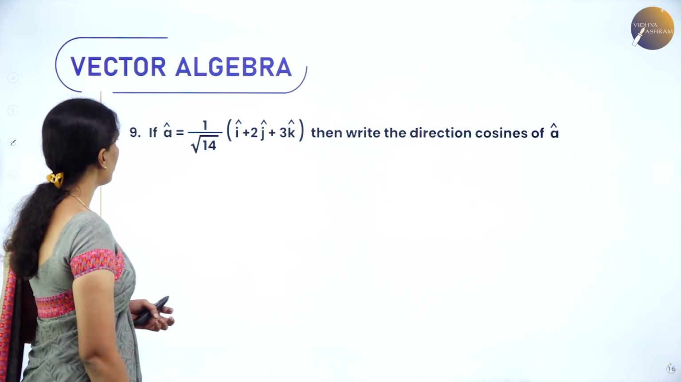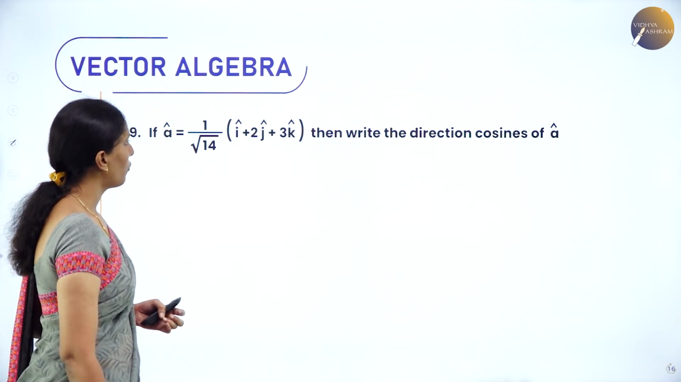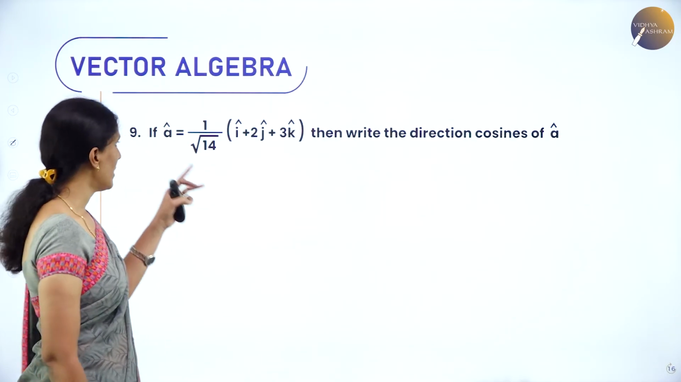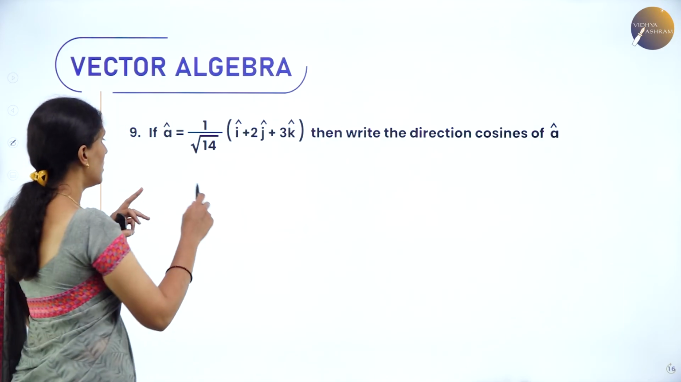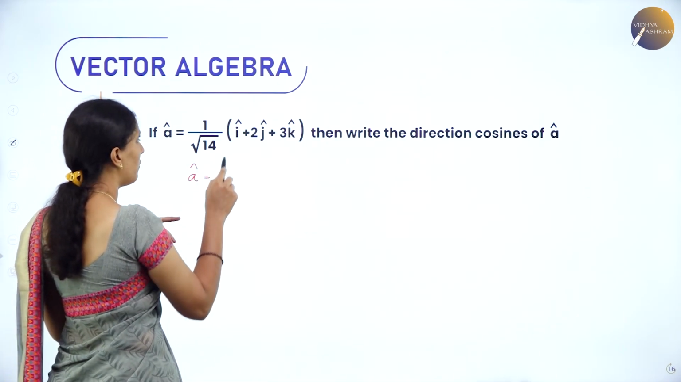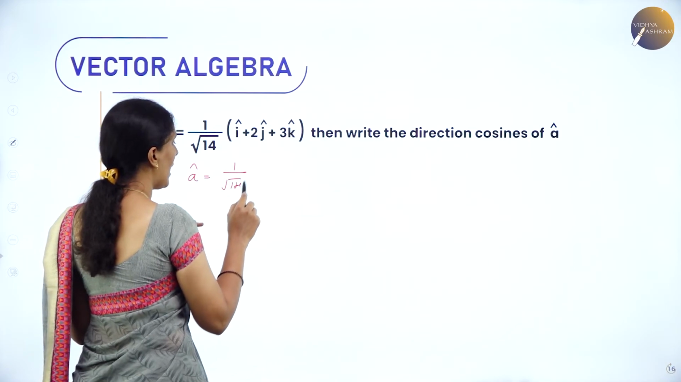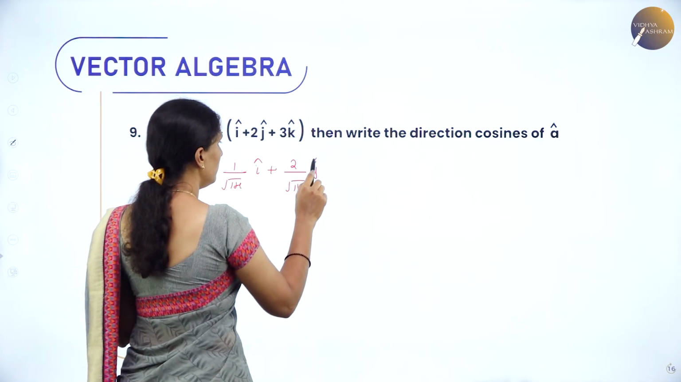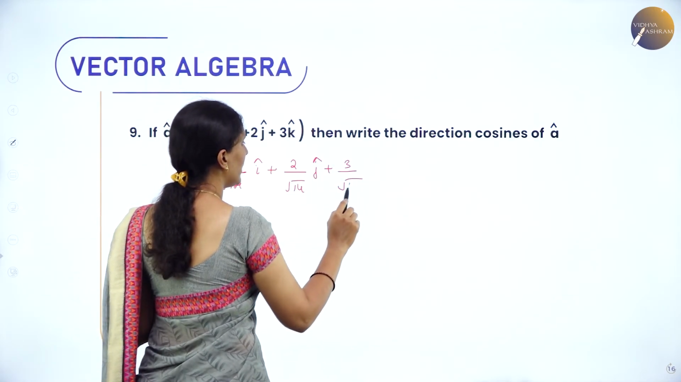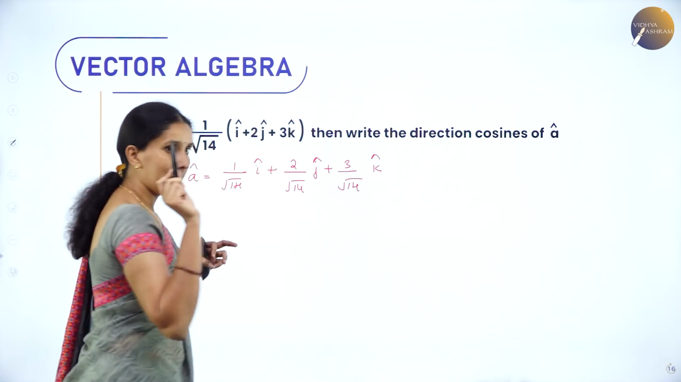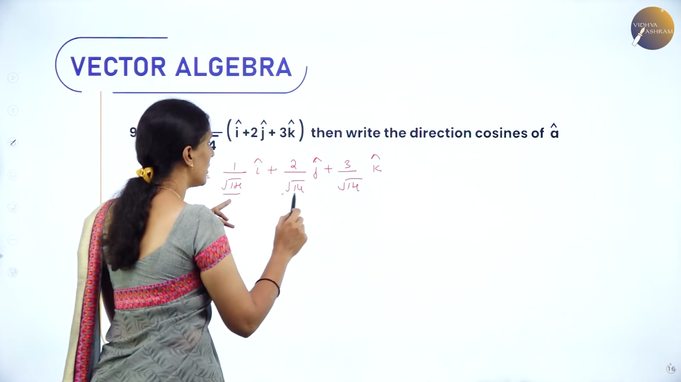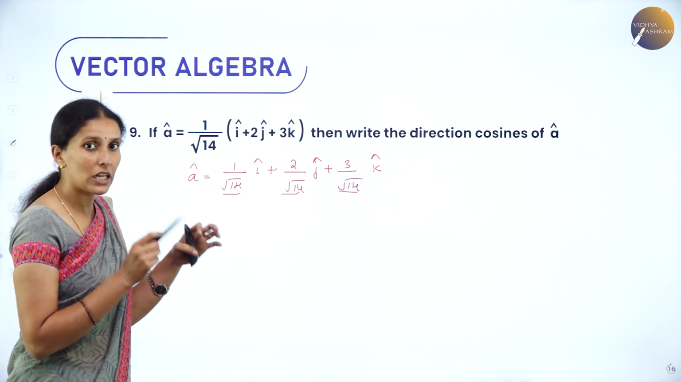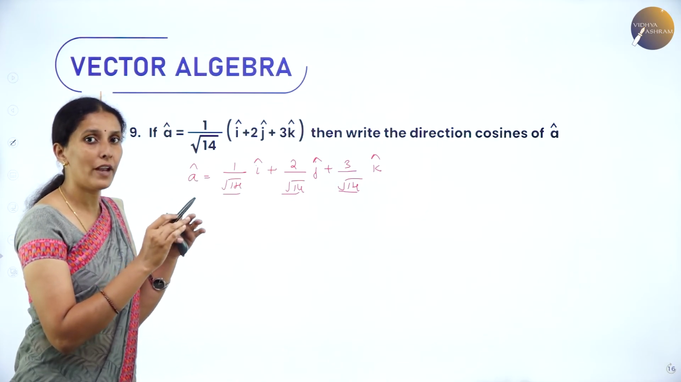Next one: if a cap is equal to 1 by root 14 times (i + 2j + 3k), then write the direction cosines of a cap. A cap represents the unit vector. So I can write a cap in the form of 1 by root 14 i, 2 by root 14 j plus 3 by root 14 k. In any unit vector, these terms are nothing but the direction cosines. So a unit vector is nothing but the component form of direction cosines.